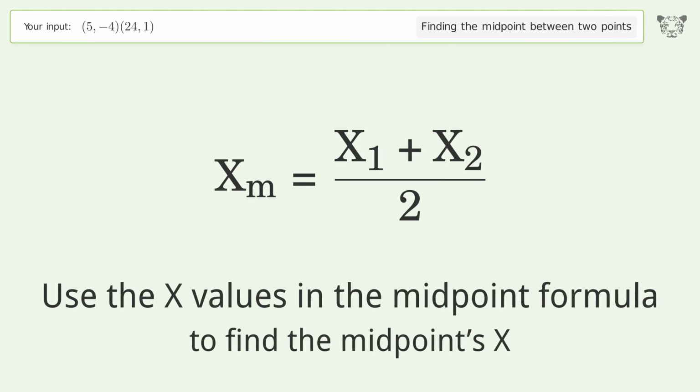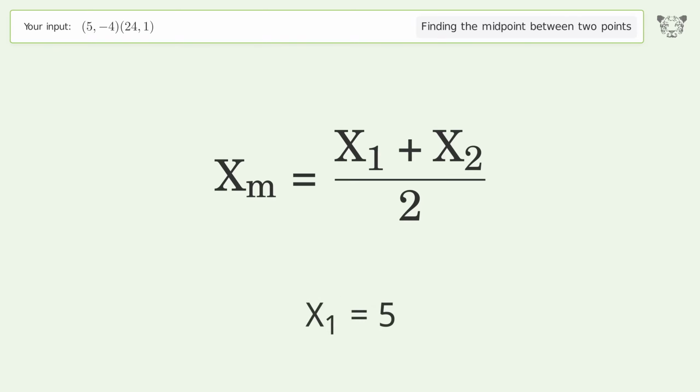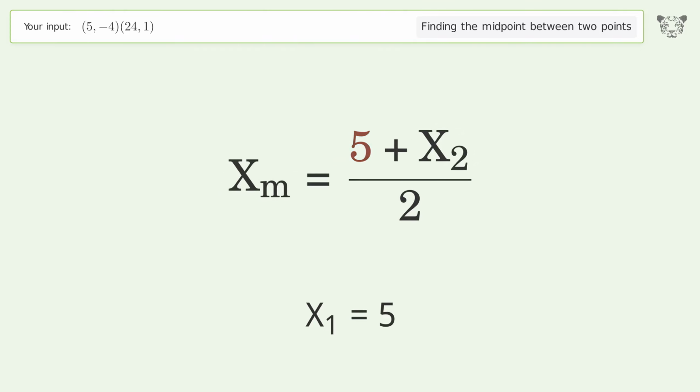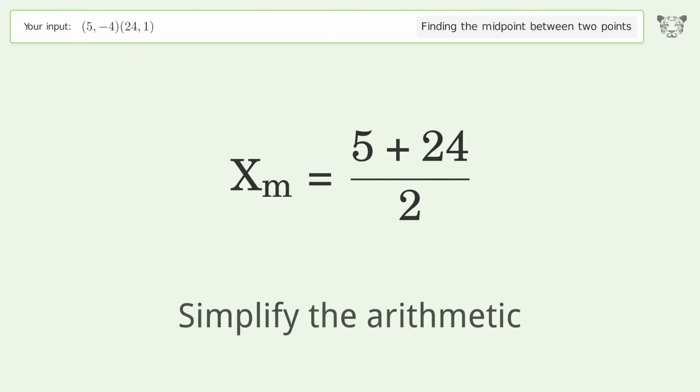Use the x values in the midpoint formula to find the midpoint's x. x1 equals 5. x2 equals 24. Simplify the arithmetic.